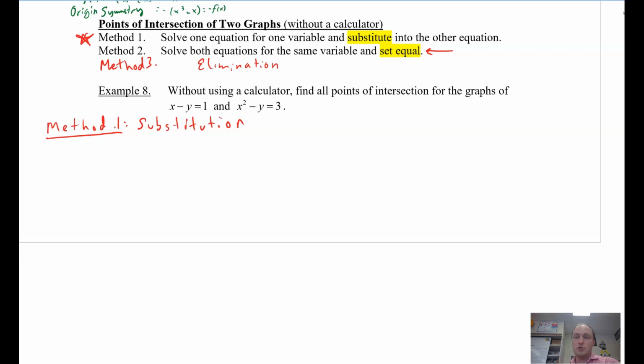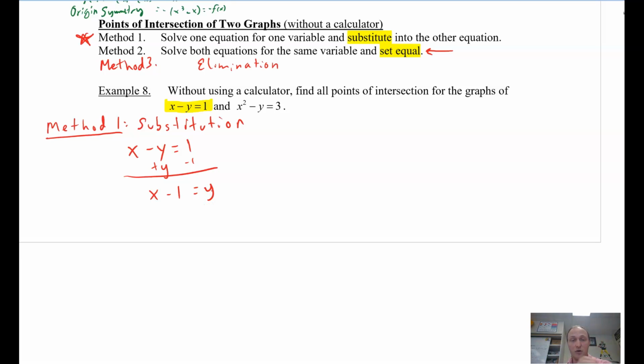I'm going to take x minus y equals 1, and I'm going to solve for y. I'll add y to the other side and subtract 1, and we get x minus 1 is equal to y.